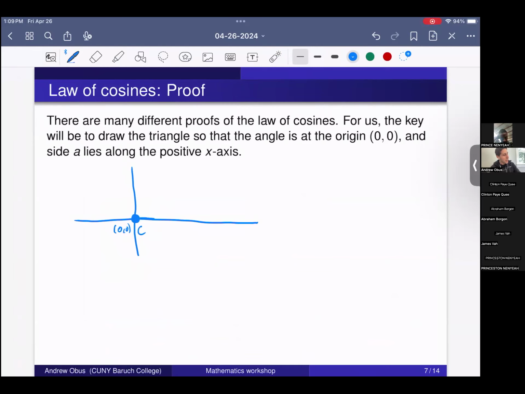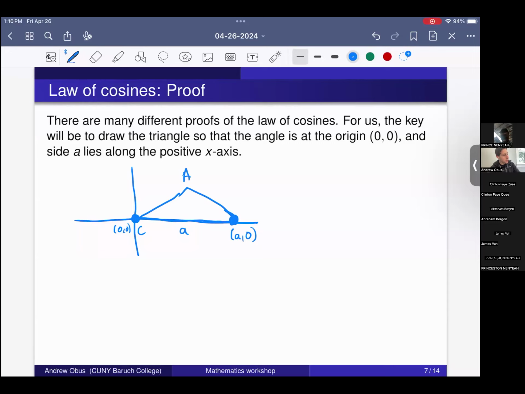I'm going to draw the side A lying along the x-axis. So this is going to be the point (a, 0). And this is going to be a triangle with side A. And then I'm just going to draw the triangle above the x-axis. So it's going to look like this. Okay, so this is going to be side A.